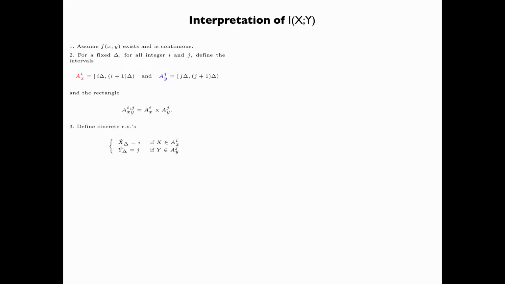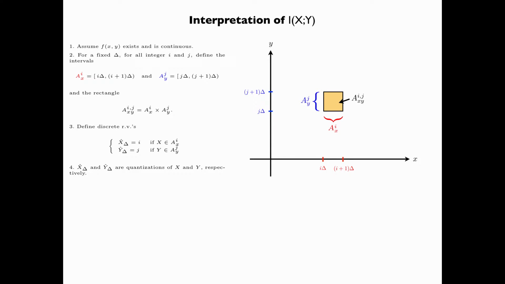Accordingly, define the discrete random variables X hat delta equals i if the random variable X is in the interval A^X_i, and the random variable Y hat delta equals j if the random variable Y is in the interval A^Y_j. The random variables X hat delta and Y hat delta are quantizations of the random variables X and Y respectively. This is illustrated in the figure.